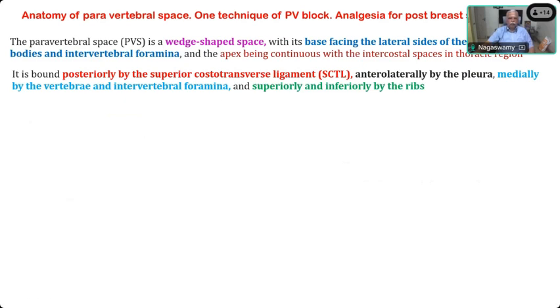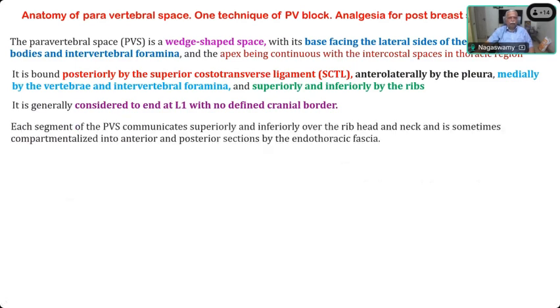It is anterolaterally bound by the vertebra and intervertebral foramina, and superiorly and inferiorly by the ribs. This is the thoracic paravertebral space, and it is generally considered to end at L1. The thoracic paravertebral space ends at L1, with no defined cranial border. That means the drug can ascend up to the cervical level also.